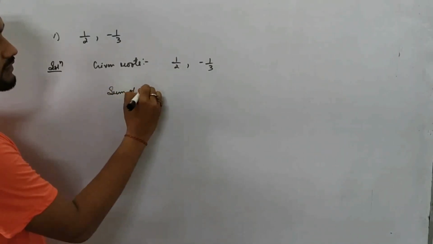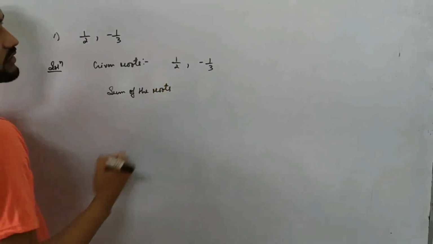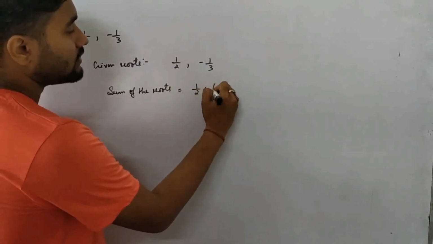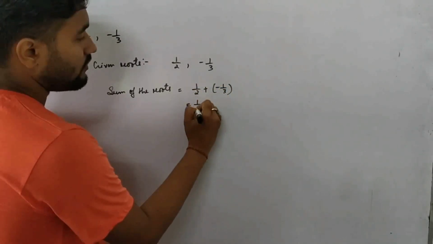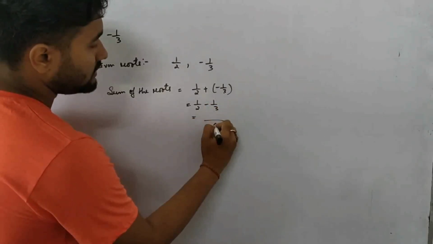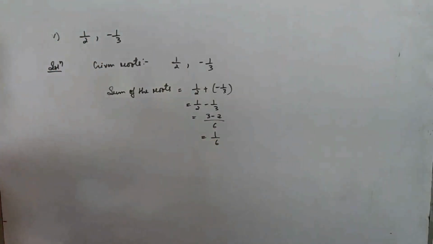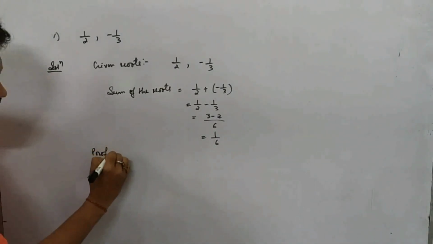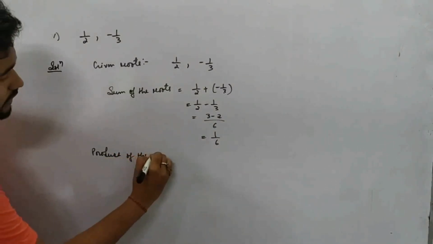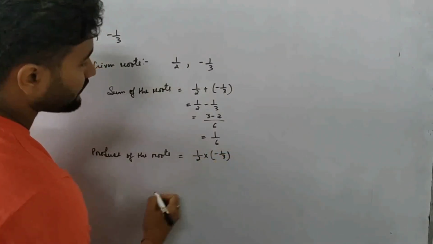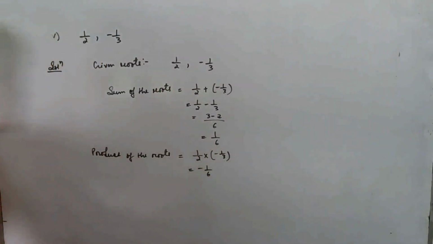Sometimes sum of the roots will be equal to 1 by 2 plus minus 1 by 3. So 1 by 2 minus 1 by 3, this is 6, this is 3 minus 2. This is 1 by 6. Okay. So this is 1 by 6. Next, product of the roots. 1 by 2 into minus 1 by 3. This is minus 1 by 6.